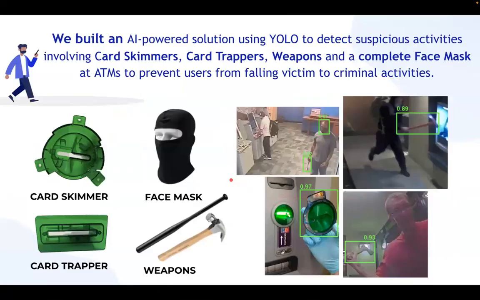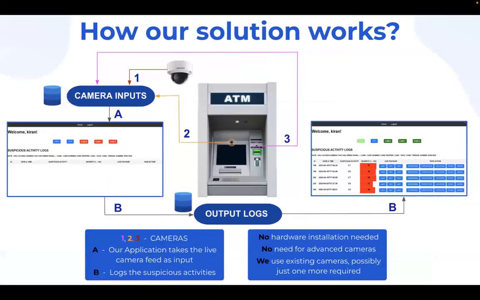So we have come up with an AI-powered solution using the YOLO V5 algorithm to detect suspicious activities involving card skimmers, card trappers, face masks, and weapons like iron rods and hammers. All this is done in order to prevent users from falling victim to criminal activities. So this is how our solution works.